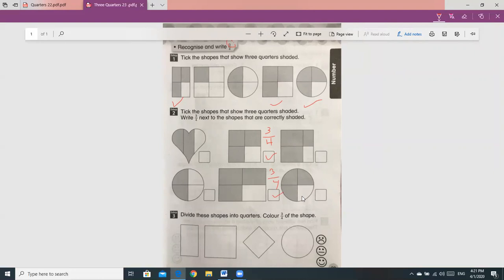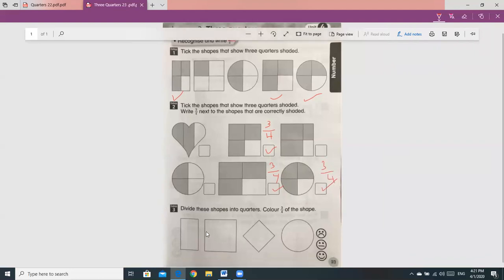Okay, let's check it together. Here, I take three parts out of four. So it's three quarters? Yes. So it's three quarters. Now, it says divide these shapes into quarters and color 3/4 of the shape.